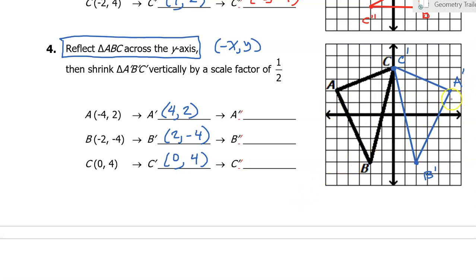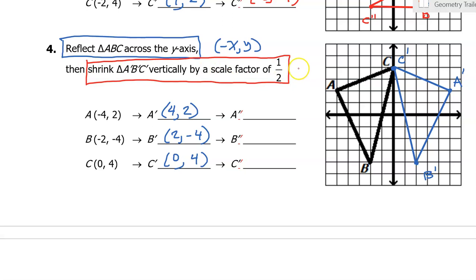Okay, and as you can see, that does look like a nice reflection over the y-axis, mirror images of each other. Let's just check one of the points. For example, B prime, we see that that is 2, negative 4, and that matches what we got using the rule. So let's go ahead and do the second transformation. Now we're going to do a shrink vertically by a scale factor of 1/2.